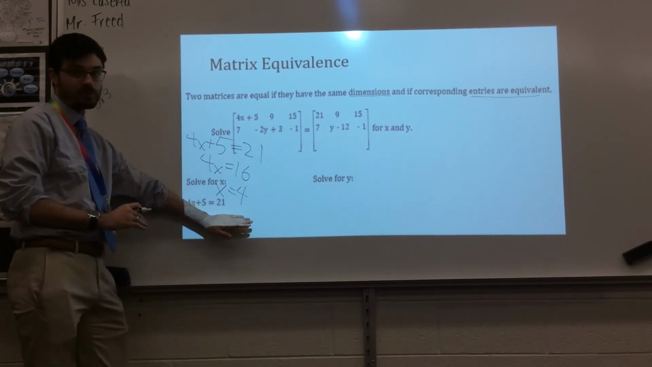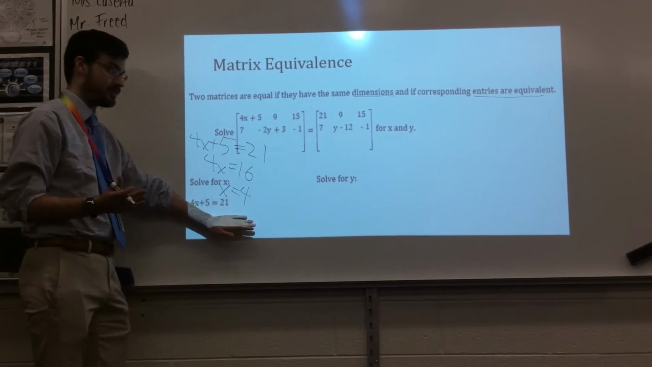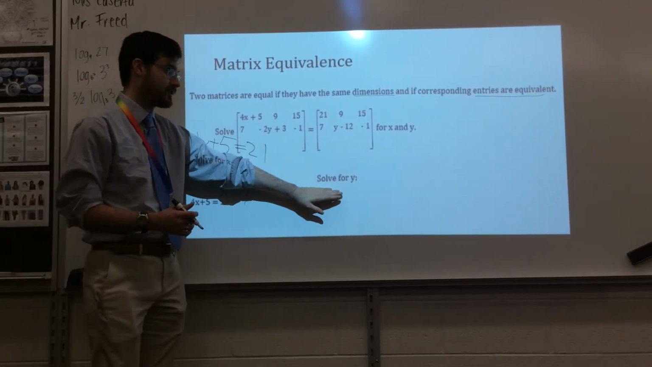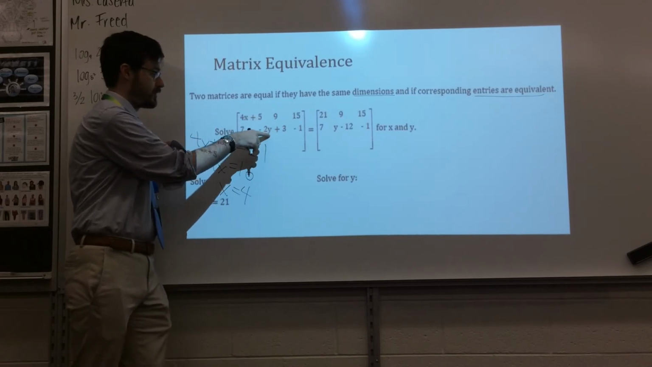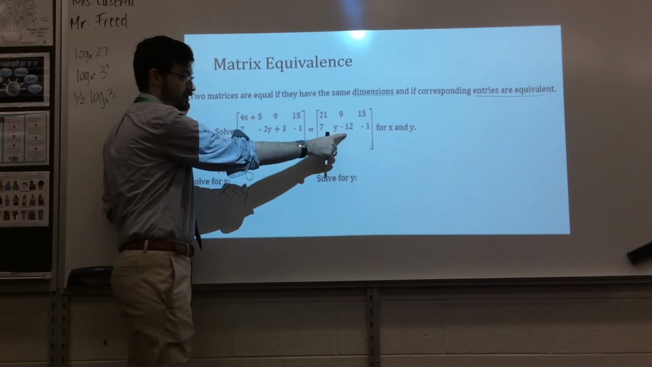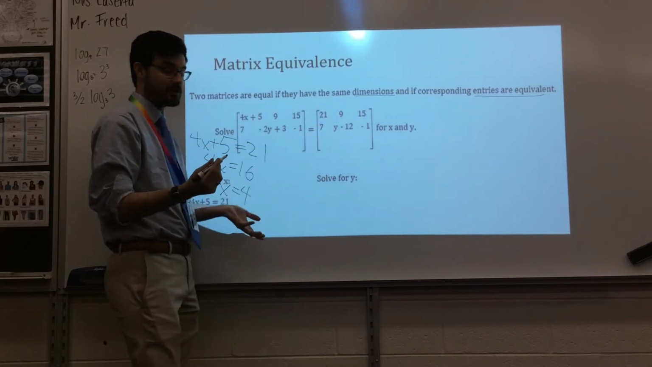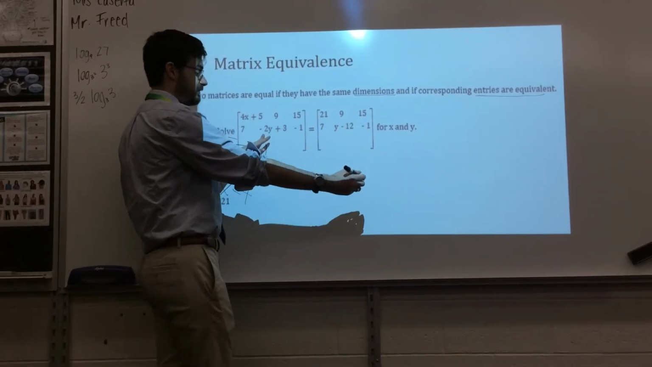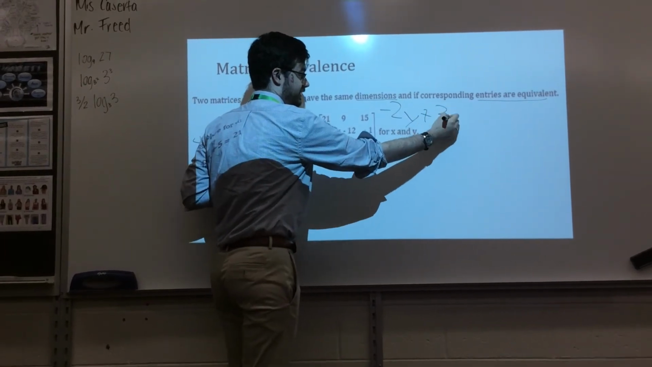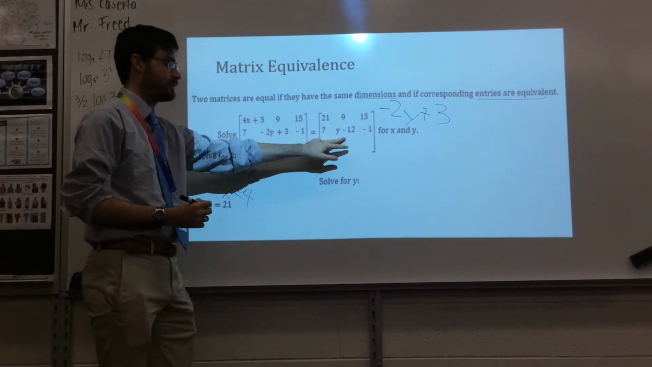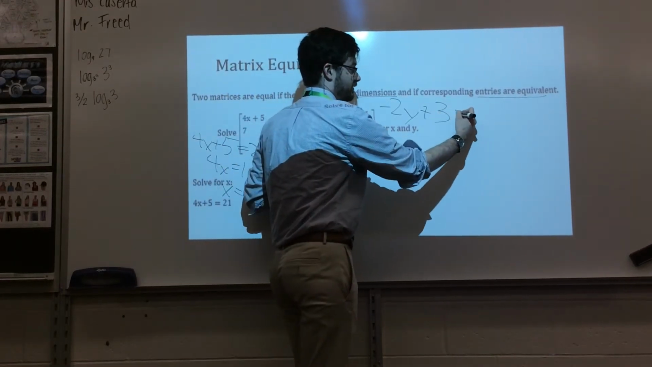This is an Algebra 1 problem. We should be good at solving two-step equations. Let's do a similar thing for y. I know that the number in the second row, second column, has to be equal to the number in the second row, second column. So let's set up this equation. Negative 2y plus 3, set equal to y minus 12.